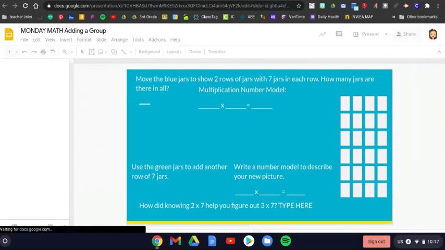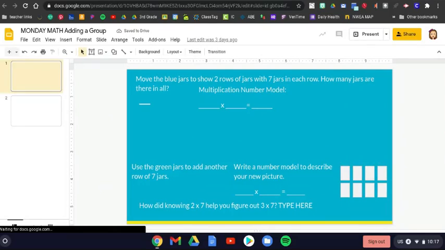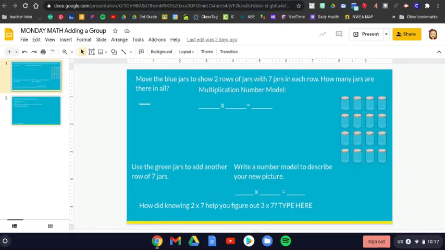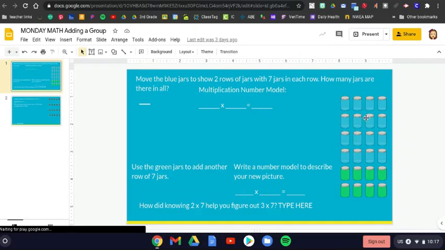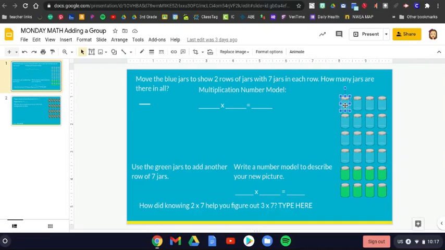So slide number 1, you're doing exactly what he did in the video. It says move the blue jars, here are the blue jars, to show 2 rows of 7 jars in each row. How many jars are there in all? So in Google Slides, you click on what needs to be moved and wait for that blue line to go around it, and then drag it over.